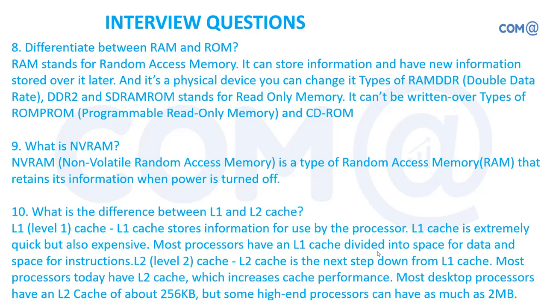Difference between RAM and ROM. Volatile, non-volatile; read-only memory, random access memory. RAM is faster and used multiple times. ROM cannot be used for frequent usage. What is NVRAM? Non-volatile RAM. The best example is CMOS RAM, because we are providing a CMOS power supply, a 3-volt battery, to keep the data always available. That is non-volatile RAM. What is the difference between L1 and L2 cache?